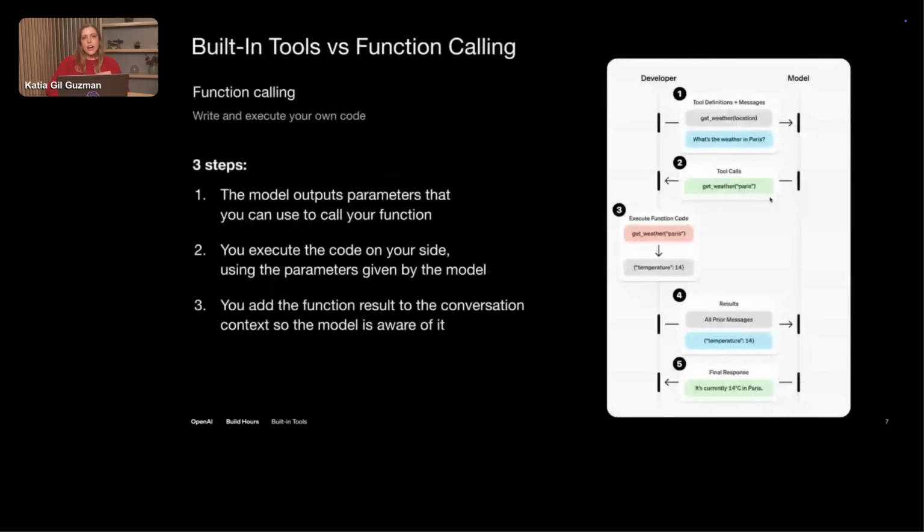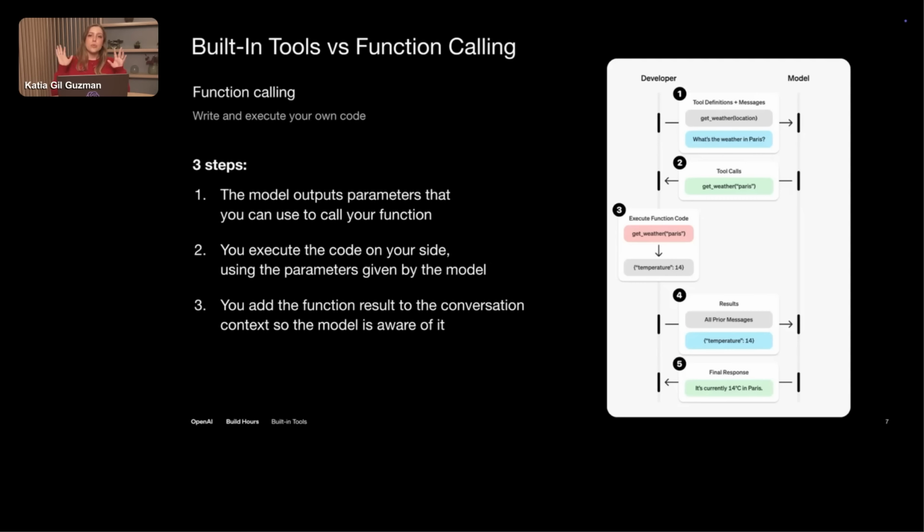Okay, so what's the difference with function calling? Some of you might be familiar with the concept of function calling. We did a build hour for function calling a few months ago. If you don't know what it is, really quickly, it's the ability to tell the model, okay, you can use these functions that you define in your code. You tell the model how it should use this function, so it will give you parameters that you can then use to call the functions on your side, and then you tell the model what the response is, what the result is.